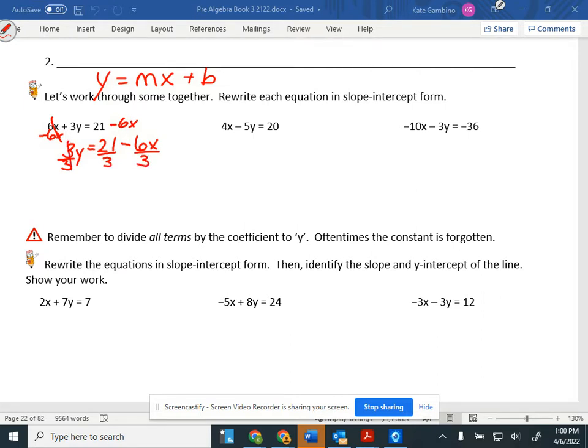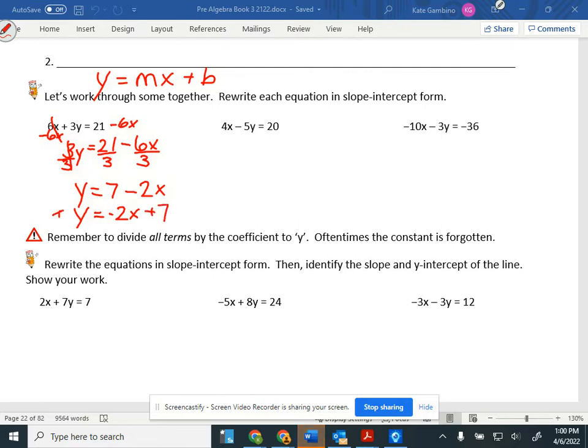So 3 divided by 3 gives me y. 21 divided by 3 gives me 7. Minus 6 divided by 3 is 2. Does that look the same? Does it? No, not yet. Oh, I want my mx first. So I'm going to do y equals negative 2x plus 7 because that's a positive 7.